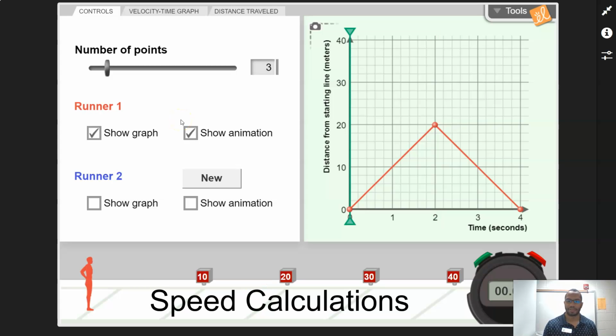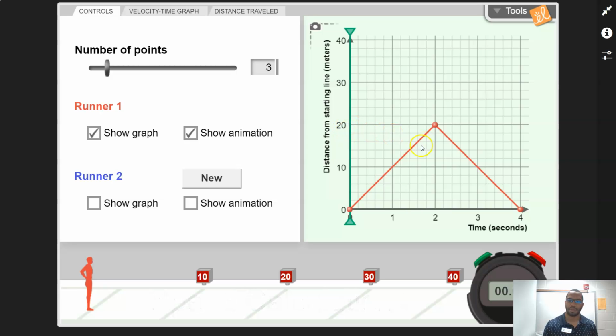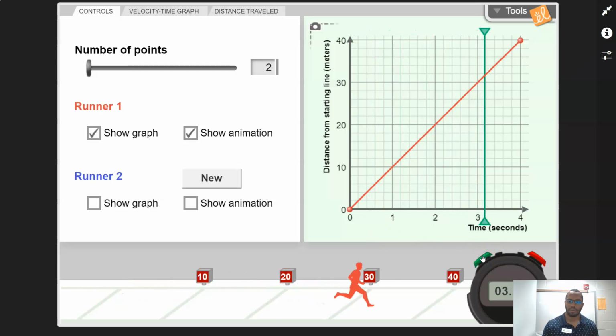In this next section, I want to talk to you about how you can calculate speed using a position and time graph. So let's take a look here. Remember that speed is distance divided by time. Let's take a look at this example. The runner travels how many meters? What's the distance? This is 40 meters, right? So this runner travels 40 meters.